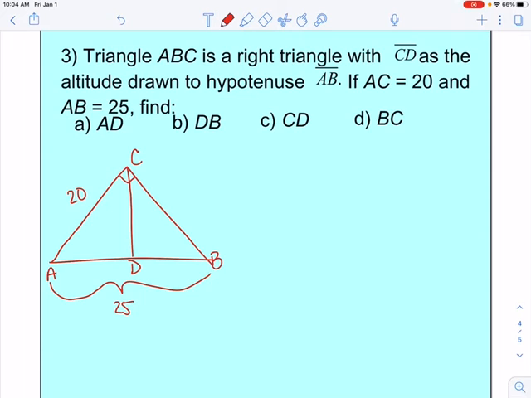Okay, and now I want to find 4 things all together here. Okay, so it doesn't matter what we do first. Let's do it in the order that it's given. So let's find AD first. So I'm going to call AD X.